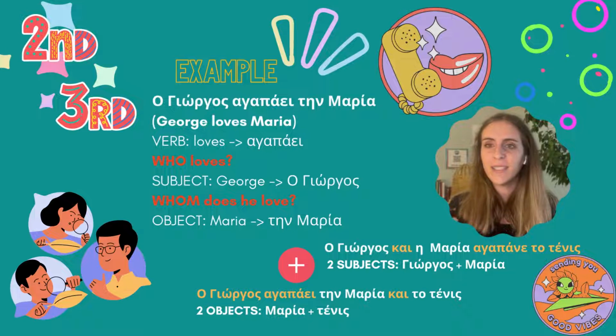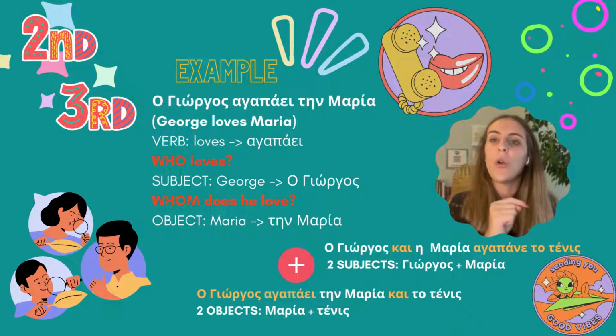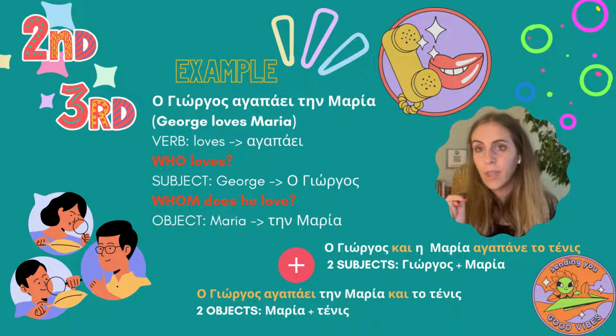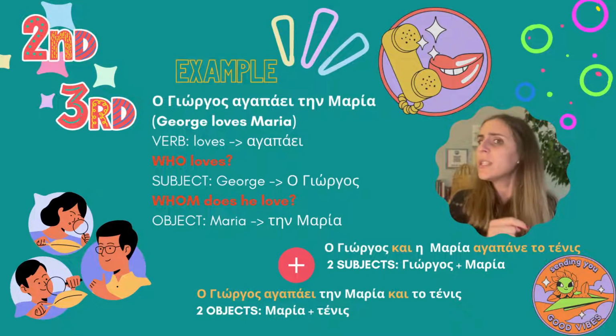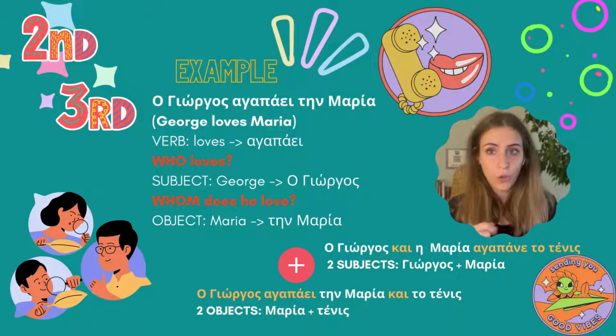And let's find the second rule, what we said. We need to find the verb. The verb plays the biggest role. And then to ask who to the verb. So, who loves Maria? The word that answers to the question who is the subject. So here is George. That means that by following the first rule, George needs to be in nominative because it's the subject. That's why it is ο Γιώργος.